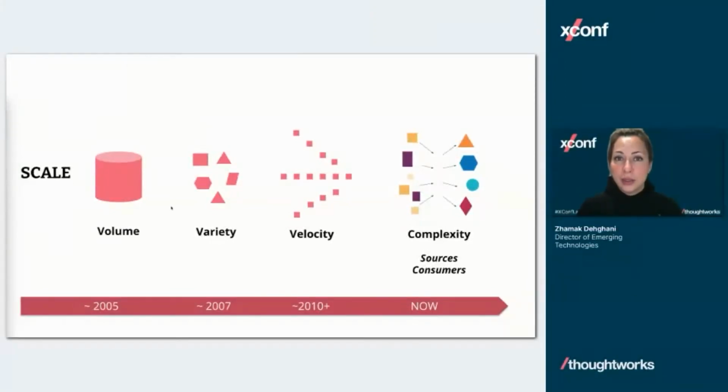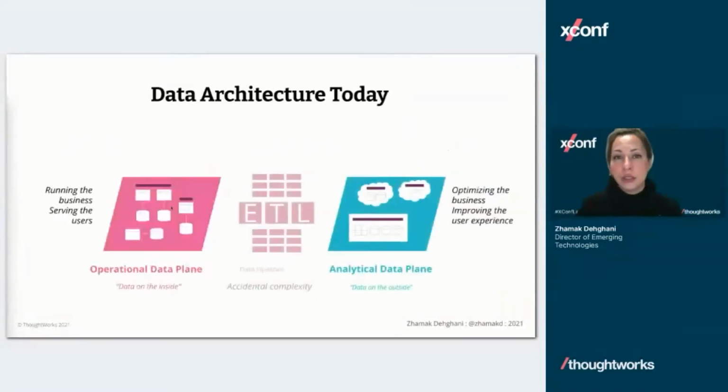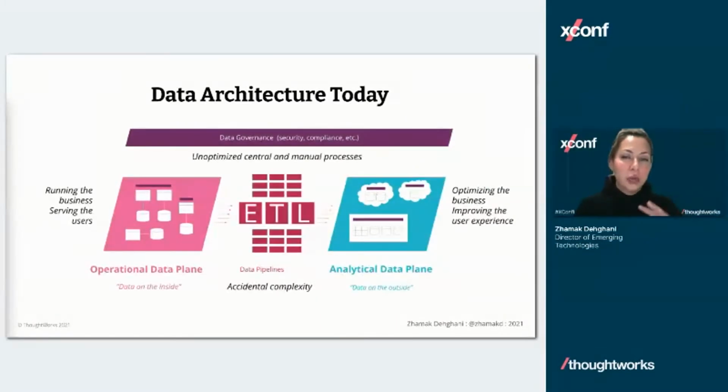If you look at the architecture today, this is what we're doing, right? We have applications on one side running the business. They have their own databases. Hopefully they have their own databases, and they're not sharing any databases with each other. That's what we call data on the inside.